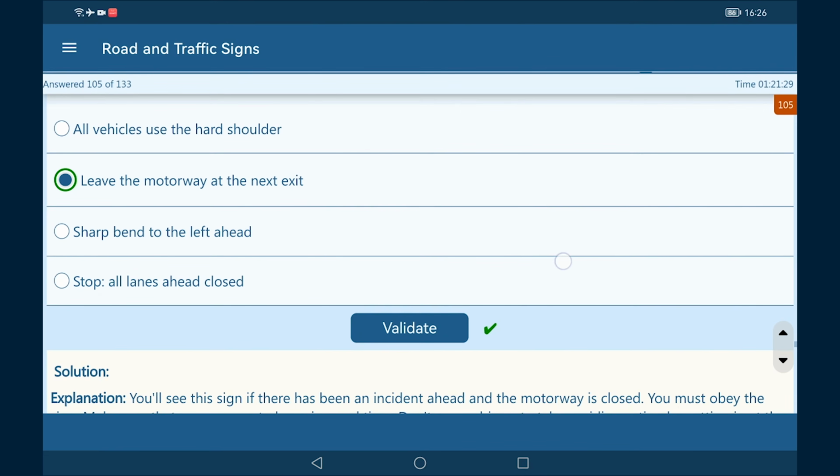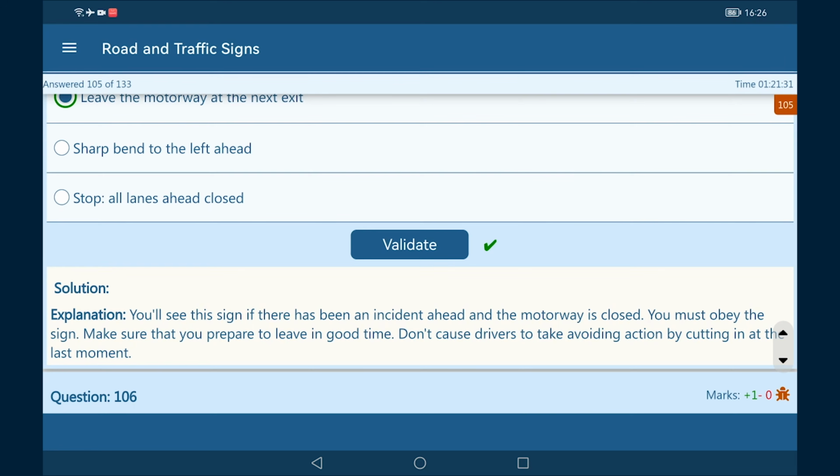Explanation. You'll see the sign if there has been an incident ahead and the motorway is closed. You must obey the sign. Make sure that you prepare to leave in good time. Don't cause drivers to take avoiding action by cutting in at the last moment.